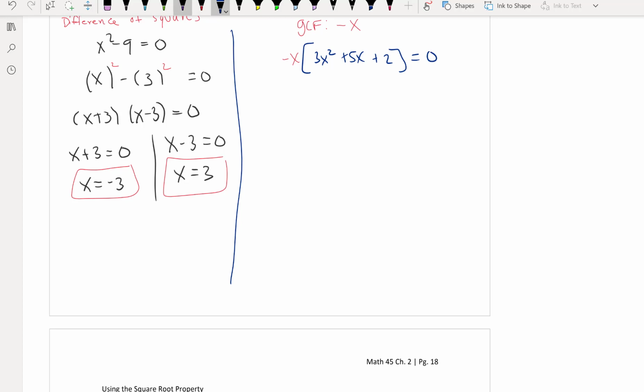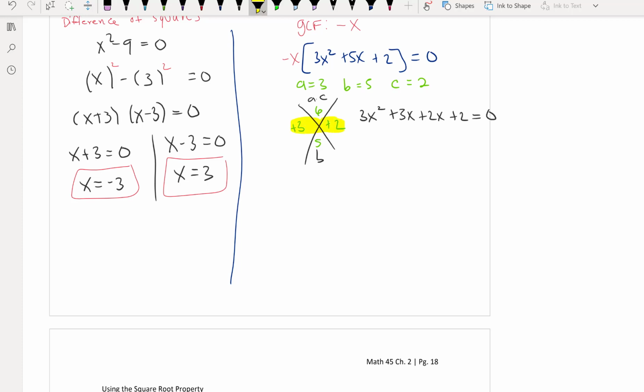Okay, and so I want to rearrange this. So I have that my a is equal to 3, my b is equal to 5, and my c value is equal to 2. So I have my a times c, and I have my b value. So a times c, 3 times 2 will give me a 6. My b value is a 5. So that would give me a positive 3 and a positive 2 for two numbers that multiply to a 6 but add to a positive 5. So now I'm going to rewrite this. I'm going to have my 3x squared plus 3x plus 2x plus 2 is equal to 0.